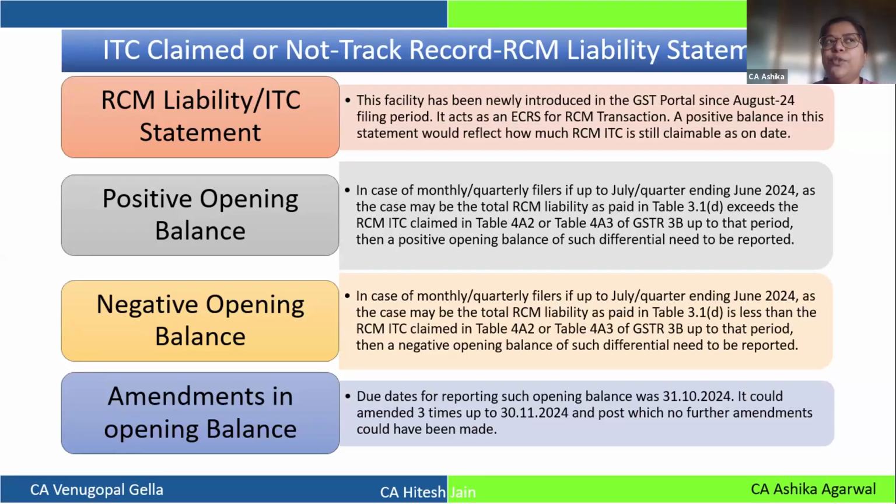Now another misconception which you need to keep in mind is never assume what you report as table 3.1D RCM liability will be equal to RCM ITC availed, that is 4A2 and 4A3, because your RCM ITC can be lower or can be equal to, but it cannot be higher. Next.